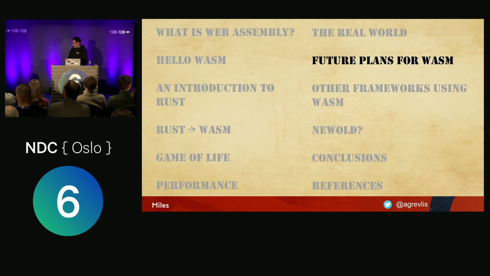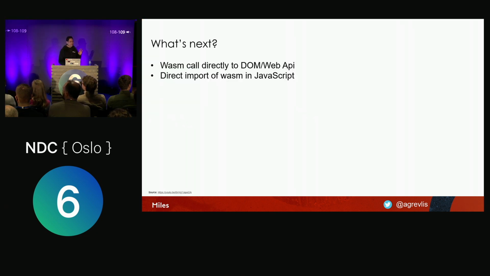I'm also going to talk a little bit about the future plans for WebAssembly. As some of you might have noticed in my examples, we can't really use WebAssembly to call directly to the DOM or to the web API. We need to go through the glue code that I was showing you. In addition, we always needed to load our WebAssembly asynchronously. But what we would ultimately like is to be able to import it just like any other package using import in JavaScript. These are some of the next planned steps for WebAssembly.